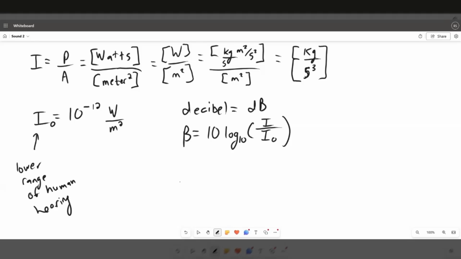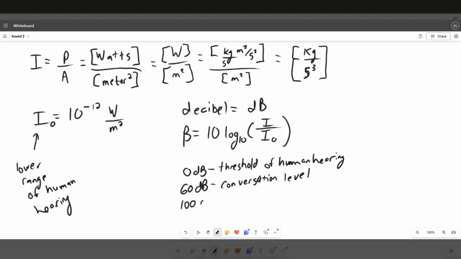And so, just to give a sense of scale, 0 decibels is the equivalent of this lower range of human hearing, so this is the threshold of human hearing. 60 decibels is about the level for a conversation, so two people talking. 100 decibels would be the sound of a factory, and 160 decibels is when your eardrums would rupture. So there could be sounds louder than that, but if a human ear were exposed to that sound, it would just break your ear and its ability to hear things.